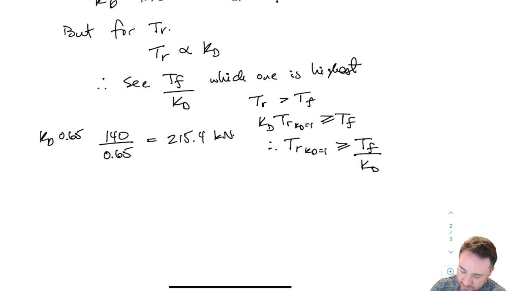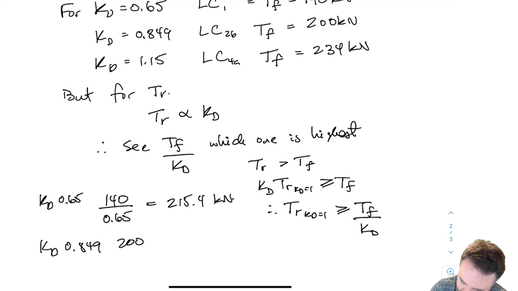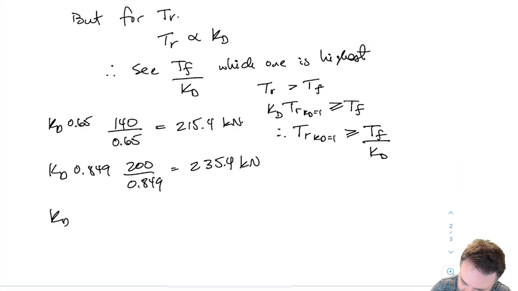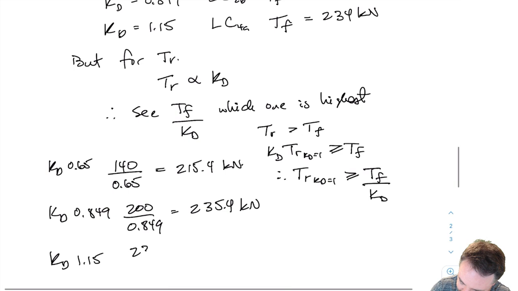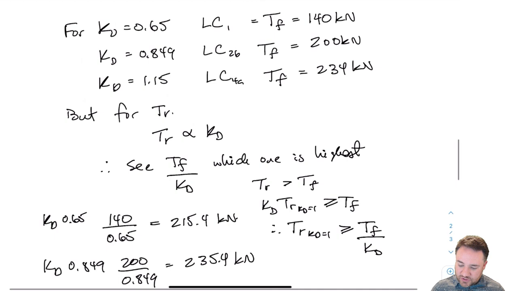So for KD equals 0.849, I have basically 200 divided by 0.849. And from that, I get 235.4 kilonewtons. And for KD of 1.15, I'm going to get 234 divided by 1.15, which gives me 203.5 kilonewtons. So now I see that by taking out the effect of KD by just dividing by KD, the KD of 0.849, the load combination 2B up here, is the one that's going to be critical for my design.